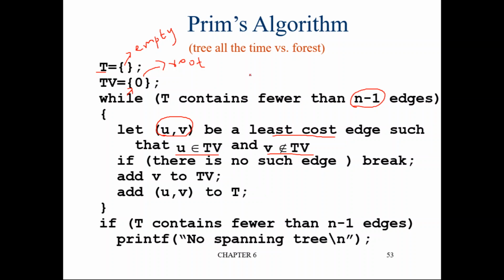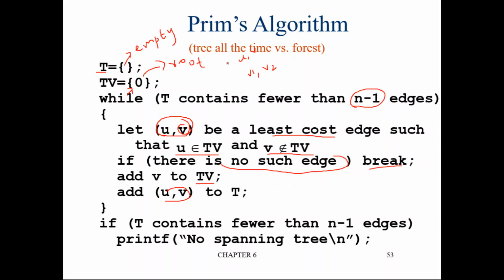Which means that v1 is in the visited list, but v2 is not in the visited list. Here, instead of v1 v2, we are calling u comma v. U is in the visited list and v is not in the visited list. If there is no such edge, break. Otherwise, add v to TV. Whatever edge you have identified, add this new vertex to TV and add this edge to T.